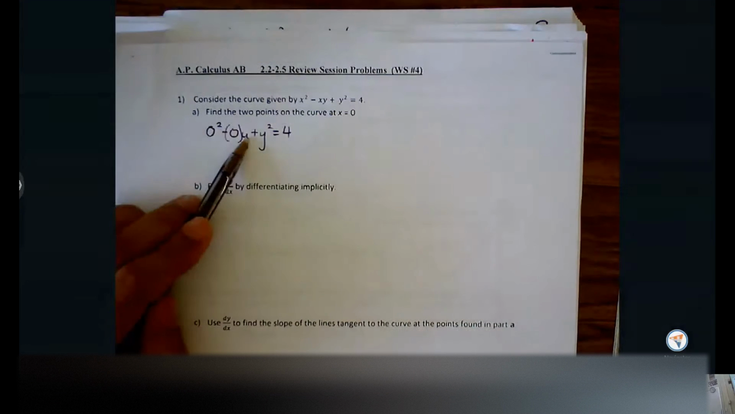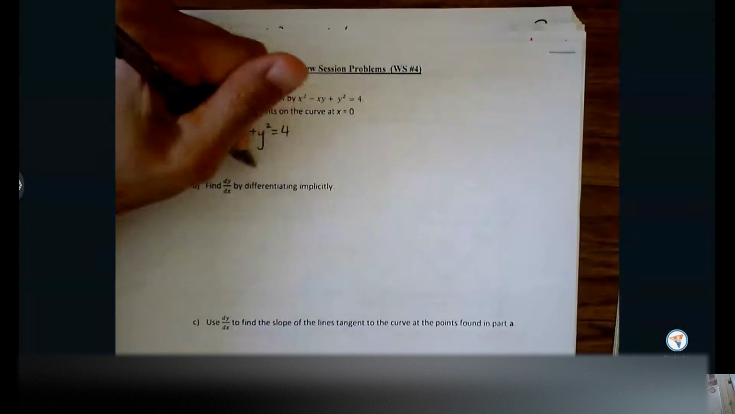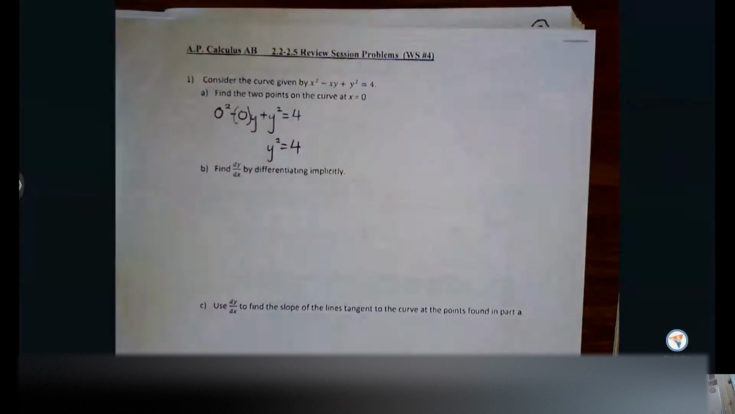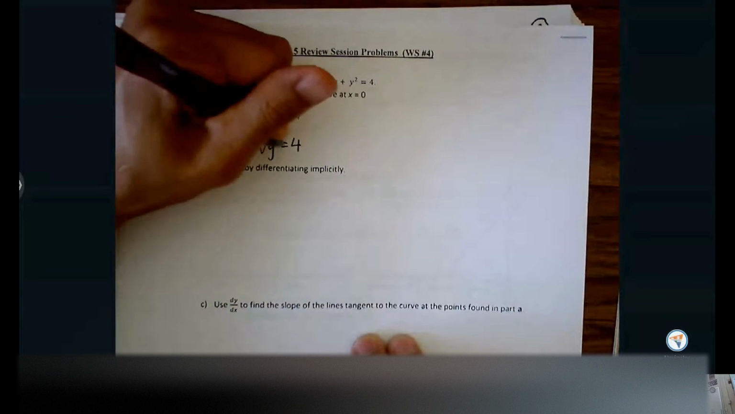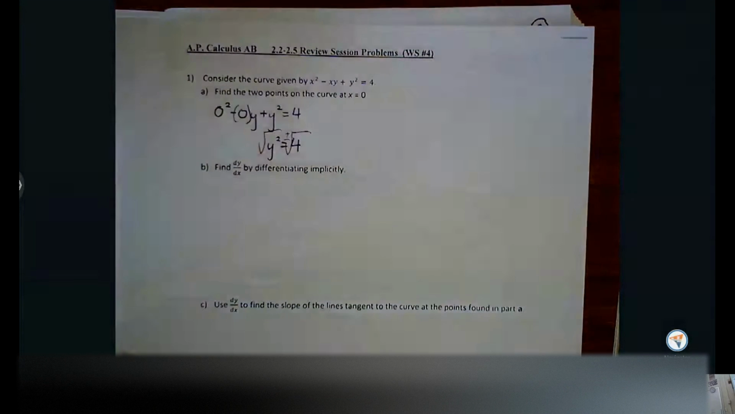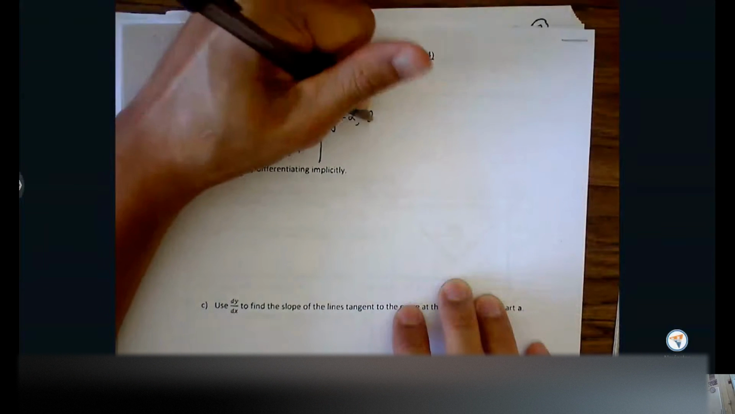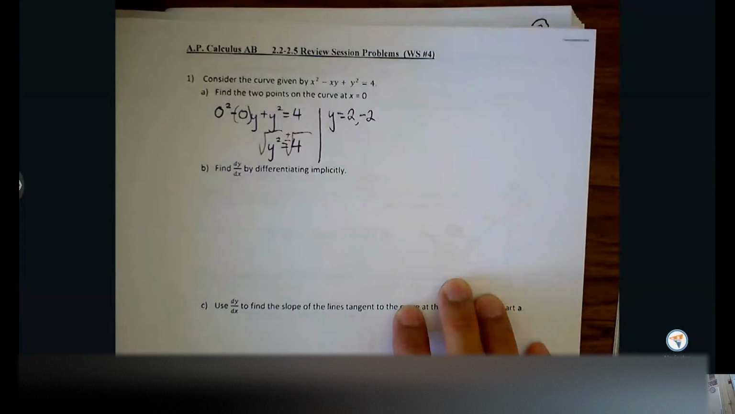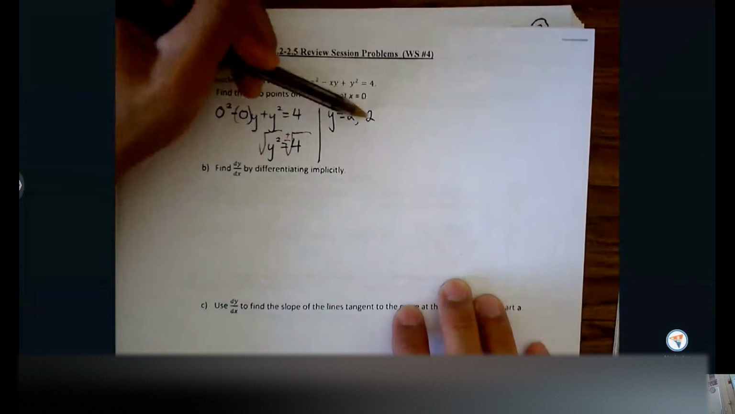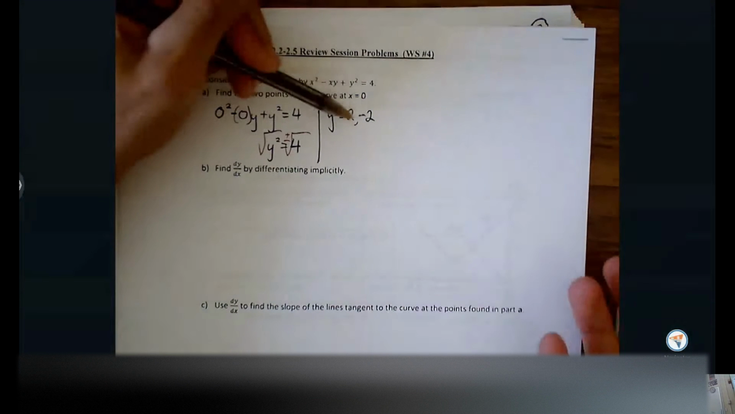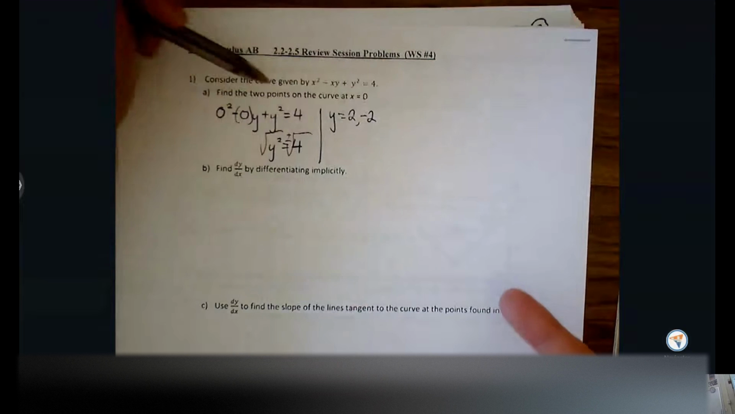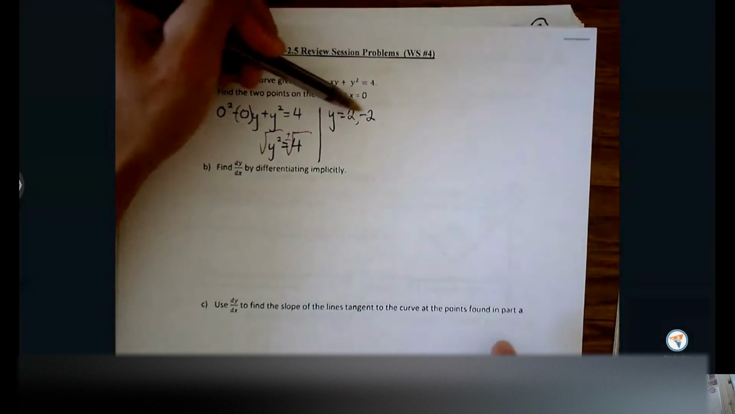So the 0 cancels out the y. I'm just left with y squared equals 4. We take the square root of both sides. We get plus or minus, so we get y is equal to 2 and negative 2. And those are our ordered pairs, right? We have (0, 2) and (0, -2). Normally this wouldn't happen on a function, but this is not a function, so it's okay that we have 2 points that are directly above each other.